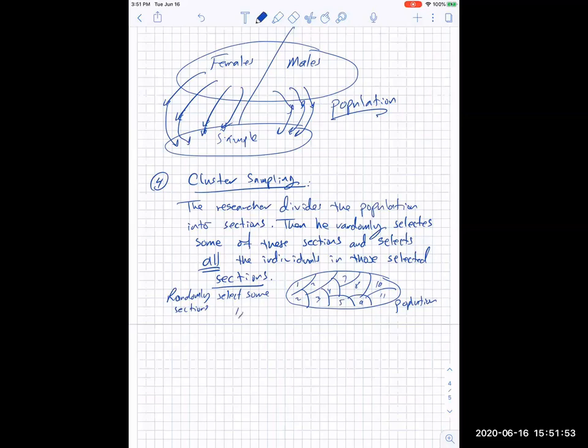like section 1, section 4, section 7, and then we put all the individuals in these selected sections together, and these three sections become the sample. Together, every individual in these selected clusters becomes part of the sample. These three sections become our sample, and we collect data from these sections only.